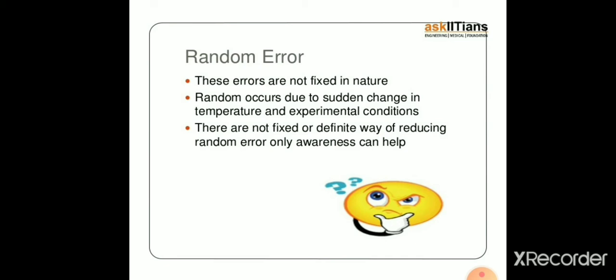The second type of error is random error. As we had seen, these errors are not fixed in nature. It occurs due to sudden change in temperature and experimental conditions. These are not fixed, and the only definite way of reducing random error is awareness.